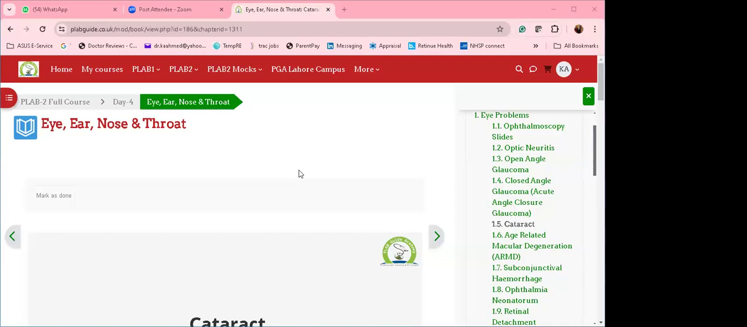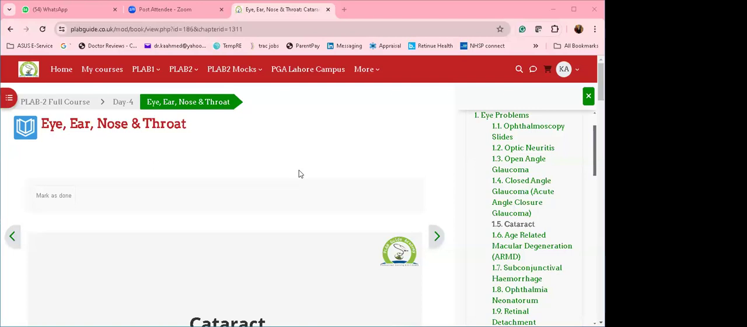So as a rule of thumb, any acute decreased vision, any unilateral severe acute headache, or any acute eye pain needs to be referred the same day. Now, someone has asked, can trauma lead to optic neuritis? No. Trauma does not cause optic neuritis.